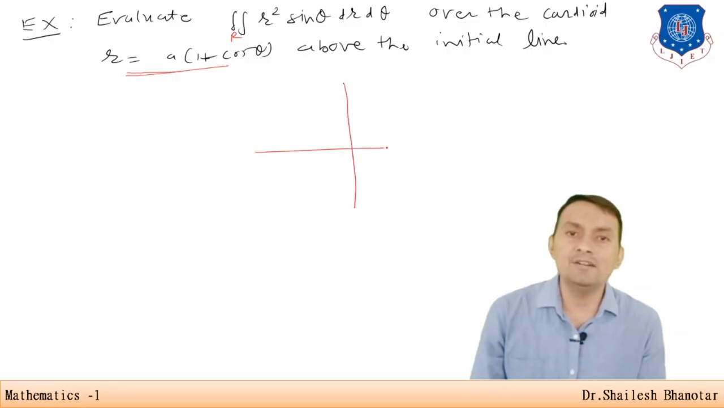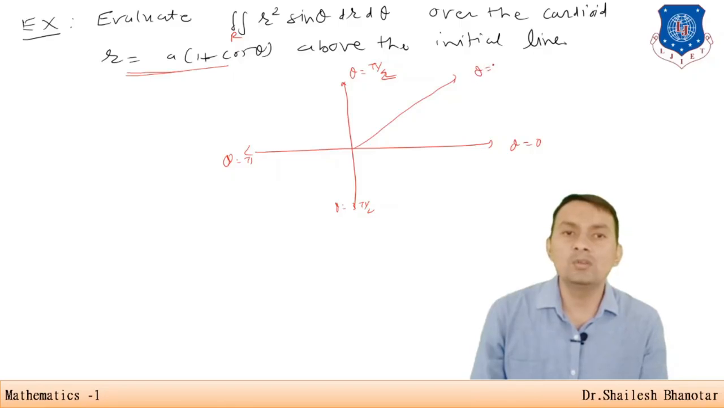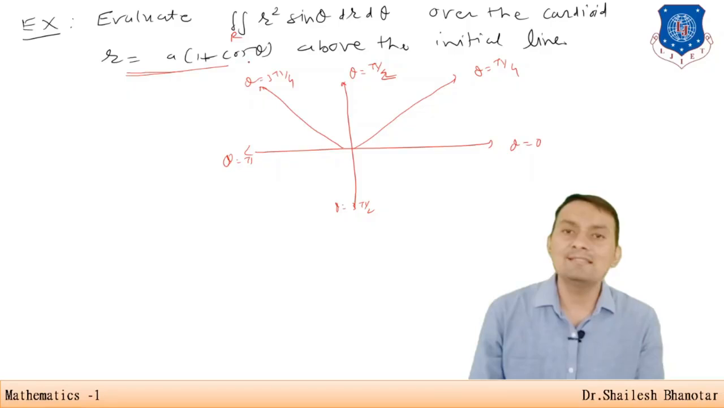So this is our theta is equal to 0 line. This is theta is equal to pi by 2. And this is theta is equal to pi, and again theta is equal to 3 pi by 2. But if I need, I will consider theta is equal to pi by 4, and this is what exactly theta is equal to 3 pi by 4. But when I consider theta is equal to 0, what am I going to get?